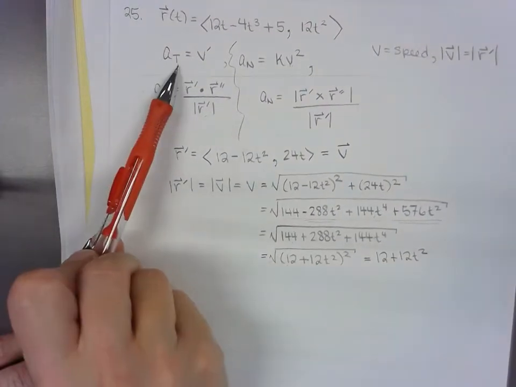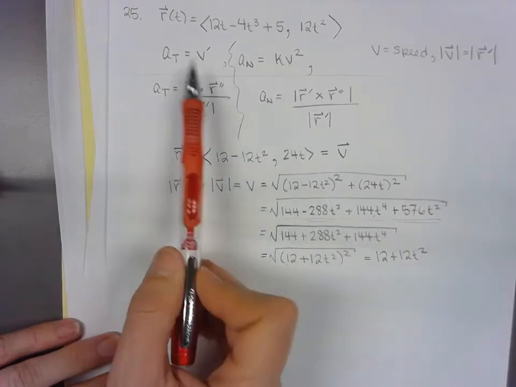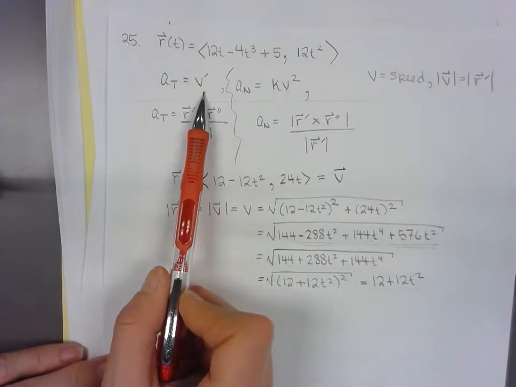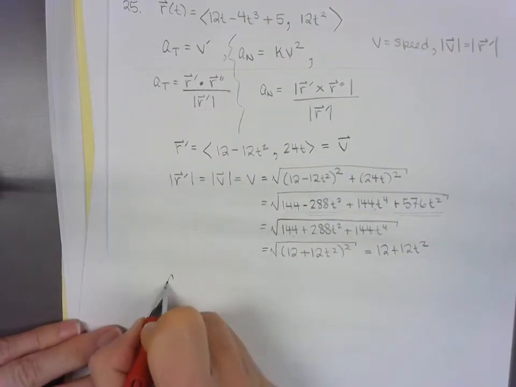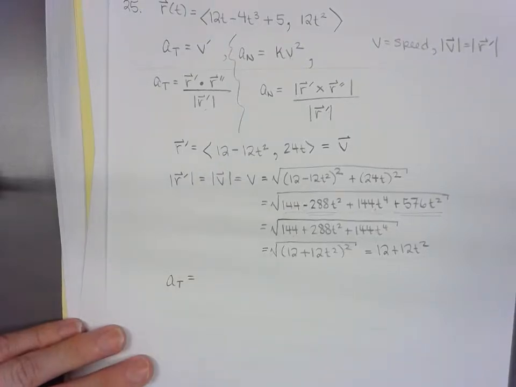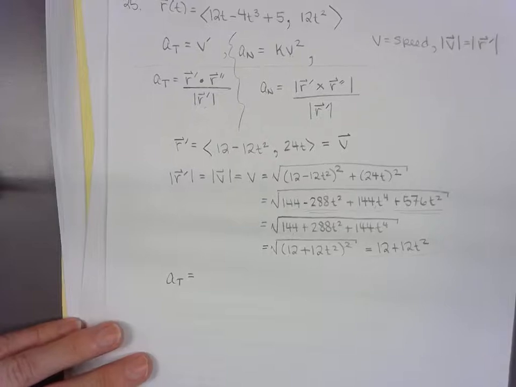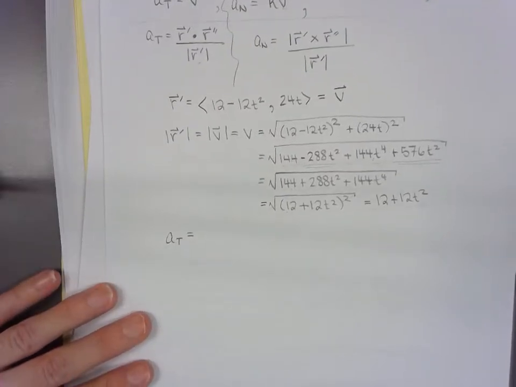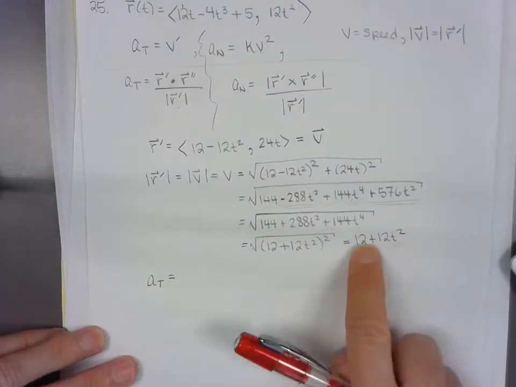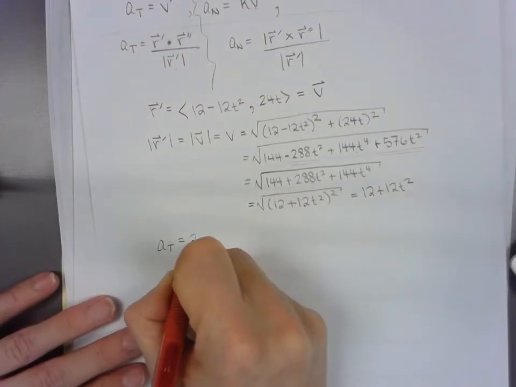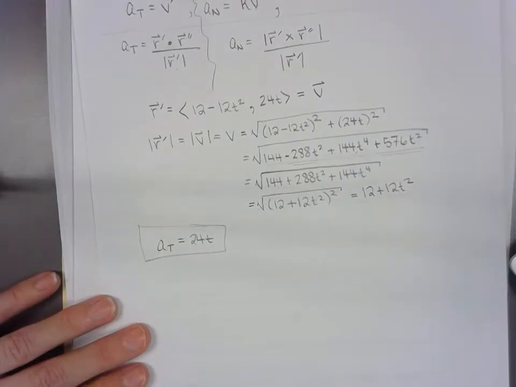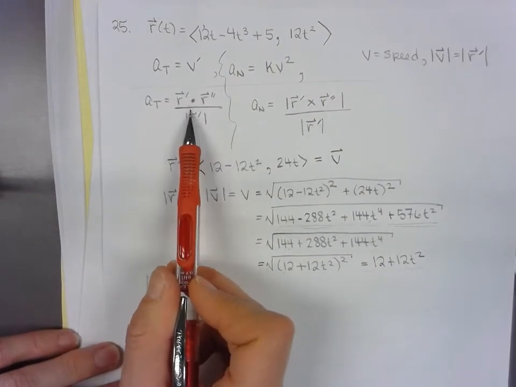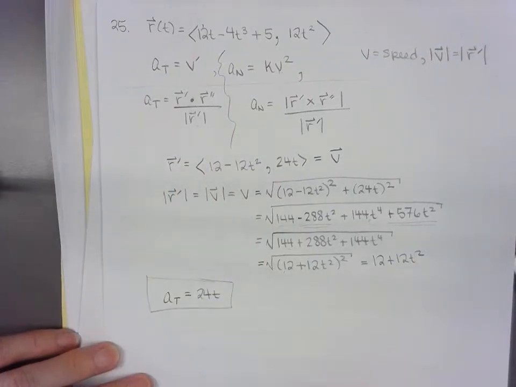If this is v, it's pretty easy to find v prime, right? So I'm just going to use this first formula for A_T. So what would A_T be? 24t, right? This is v. All I'm doing is taking the derivative: 0 plus 24t. If you used this formula, you would end up at the same spot, but you would have to find r double prime. Let's just check.